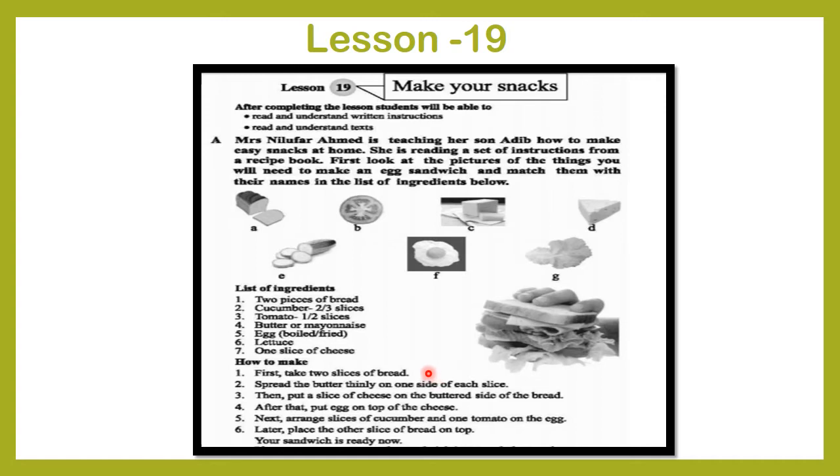First, take 2 slices of bread. Spread the butter thinly on one side of each slice. Then put a slice of cheese on the buttered side of the bread. After that, put egg on the top of the cheese. Next, arrange slices of cucumber and 1 tomato on the egg. Later, place the other slice of bread on the top and your sandwich is ready now. So this is the process.